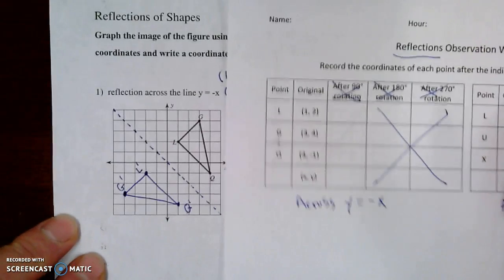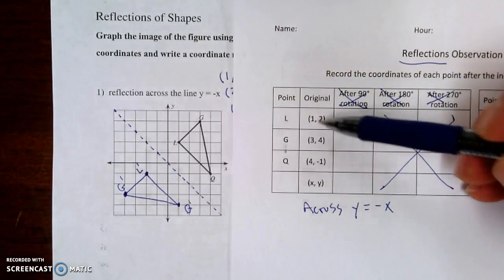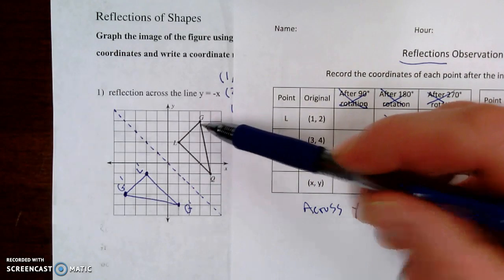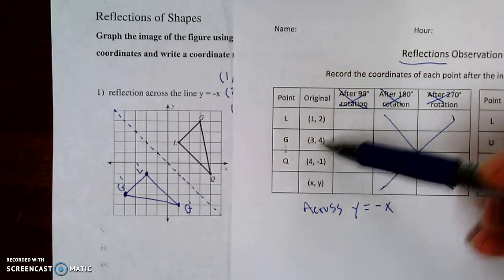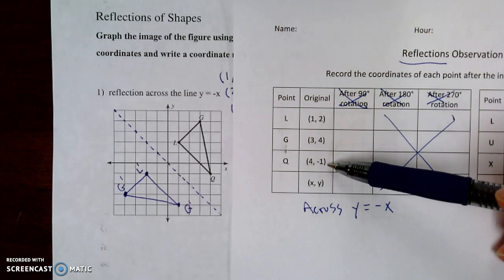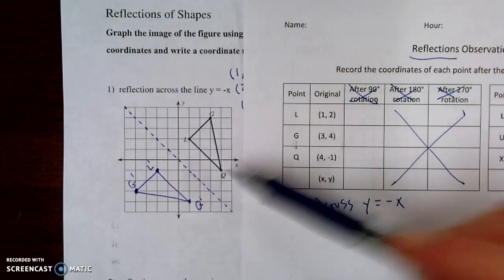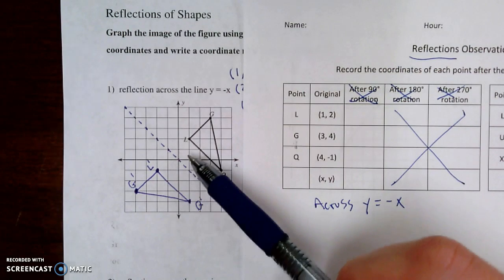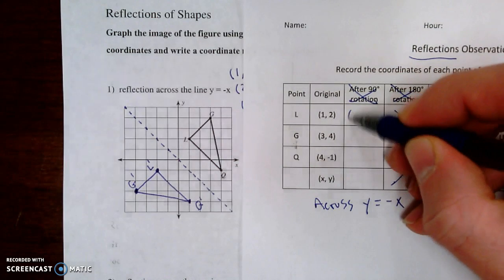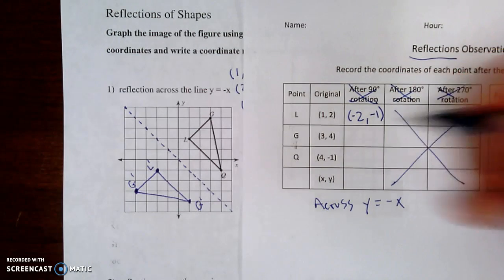So our original points for the first one were L is 1, 2, over 1 up 2. G is over 3 up 4, 3, 4. And Q is over 4 down 1, 4, negative 1. Now it's reflected. The reflected points were L, back 2, down 1. That's negative 2, negative 1.